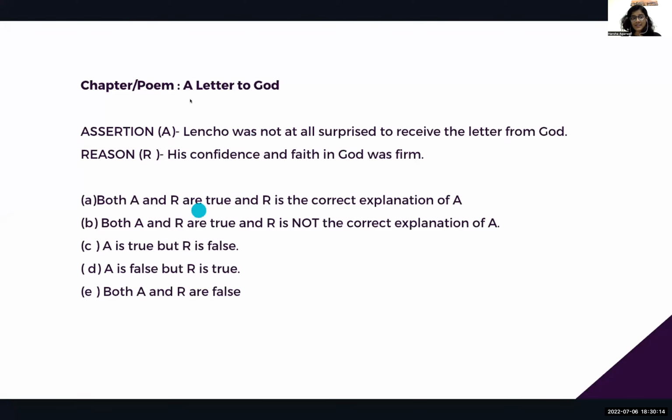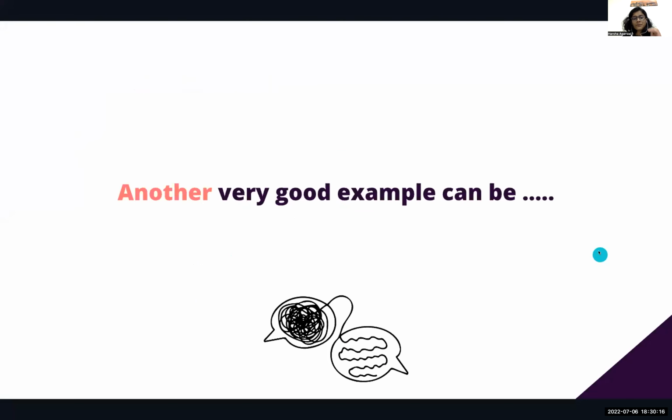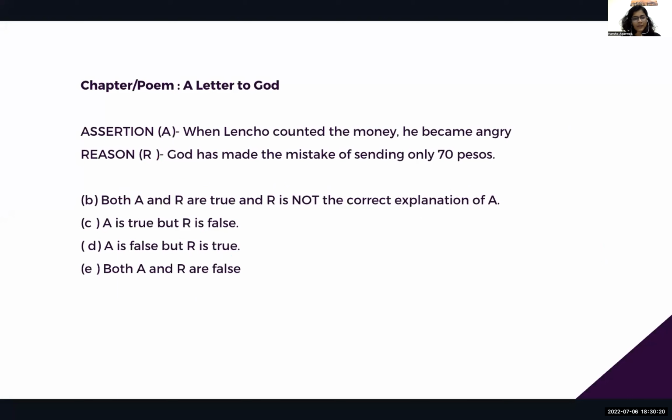Yes, A is right. This is one kind of example. Another very good example for the same I'll show you right now. Another example from A Letter to God: When Lencho counted the money, he became angry. Reason: God has made the mistake of sending only 70 pesos. And there are 4 options again. Now you tell me which one is right, which one is not.